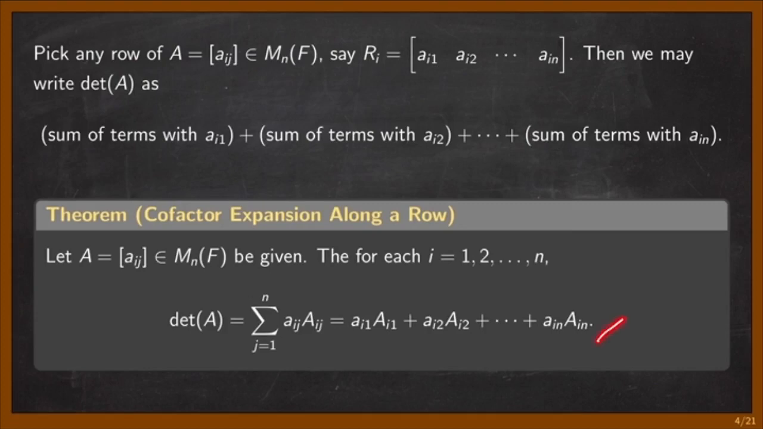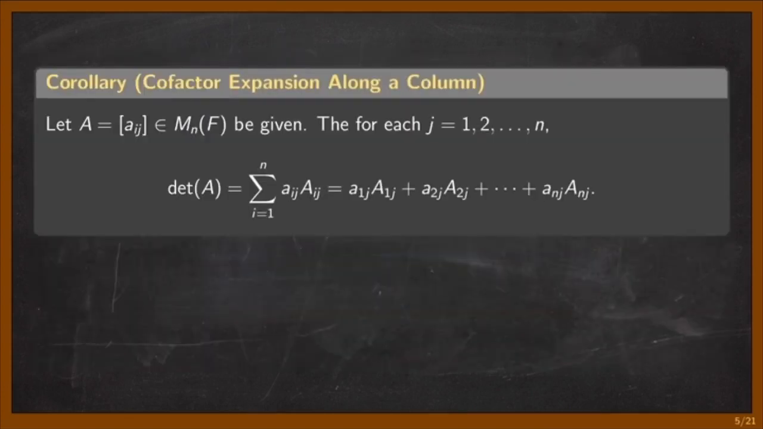This expansion, this manner of writing the determinant, is what we call the cofactor expansion along a row, because we choose an arbitrary row and then perform the expansion. On the other hand, this manner of writing the determinant is called the cofactor expansion along a particular column, in particular along the column J.